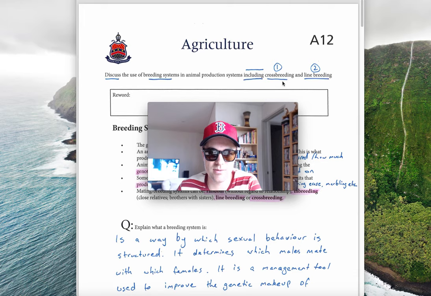So there are two different systems that they use to manage the genetics and how the genetics are passed on. The one we have to look at first is line breeding, and then crossbreeding second. These are the two methods that you need to know, both of them, because it is included in the dot point.